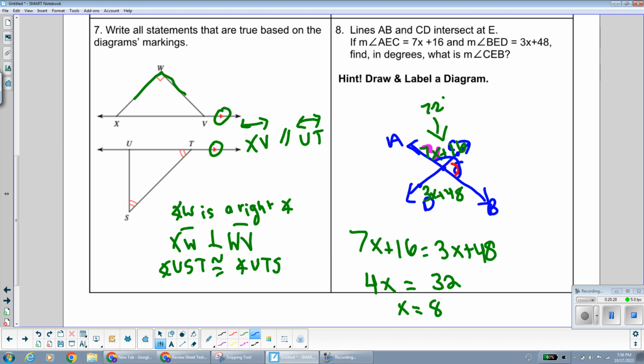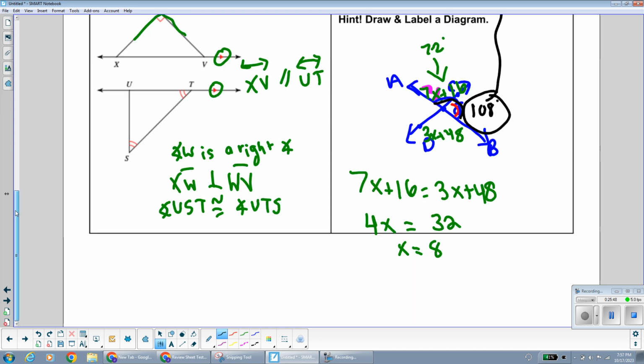These two angles are supplementary. I should use a different color. They're supplementary, they form a 180-degree angle. So 180 minus 72 is 108 degrees. So the angle that we're looking for, angle CEB, the measure of that angle is 108 degrees. Moving onward.